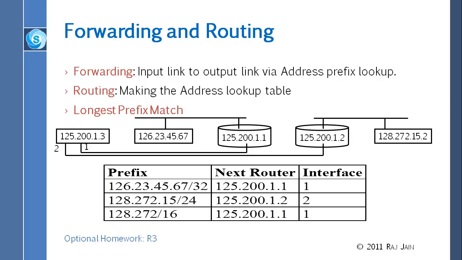If the first address is this, then that. Now it is quite possible that the address matches many entries in this table. For example, if you had the address 128.272.15, it will match this entry as well as that entry. Right? So we use the longest prefix match.